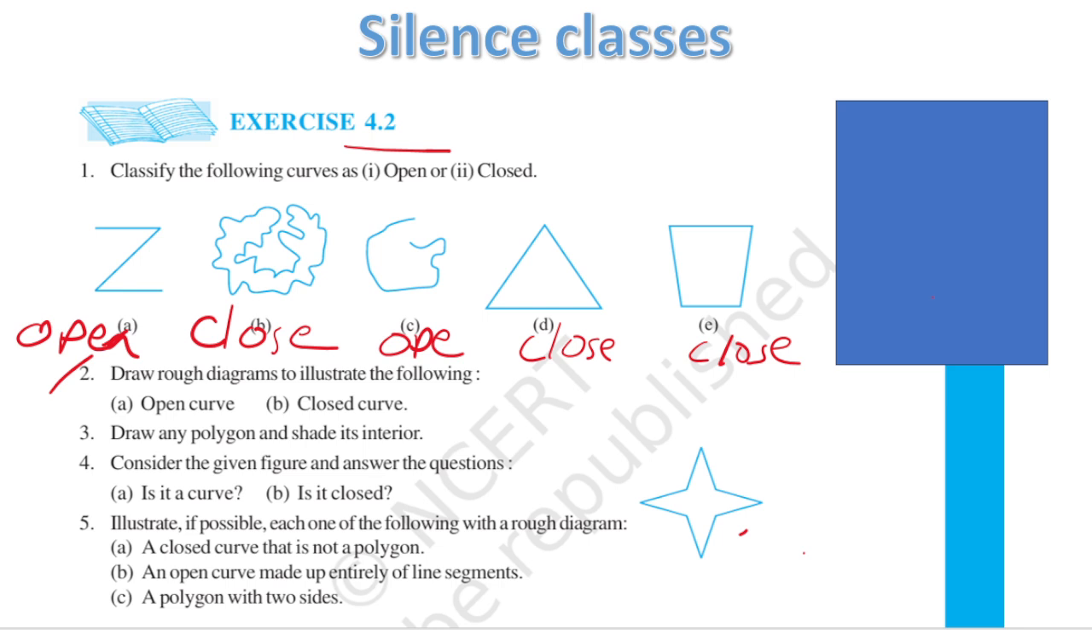Is it a curve? It is a curve, so we can check it out. It is made up of curves like this, like this. Can you find out whether this is a curve or not? And the second question is asking, is it closed or not? Is it a closed curve or not?